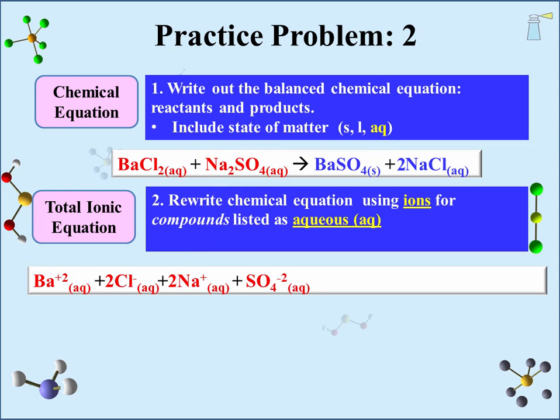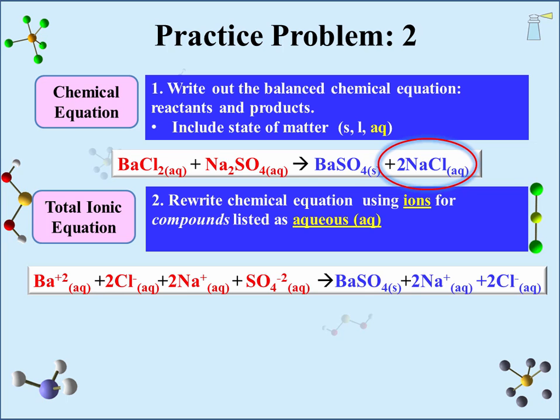Now, to the products. Barium sulfate is a solid and remains unchanged in the total ionic equation. The other product, aqueous sodium chloride, is a dissolved ionic compound and written in the total ionic equation as 2 solvated sodium ions and 2 solvated chloride ions.